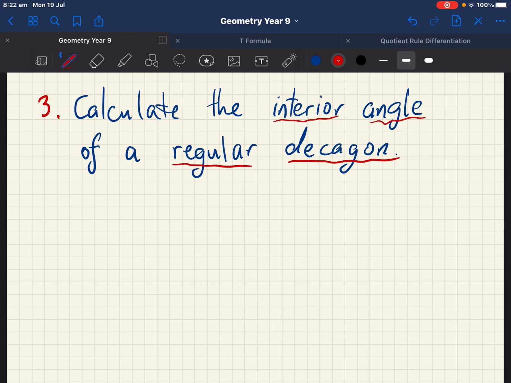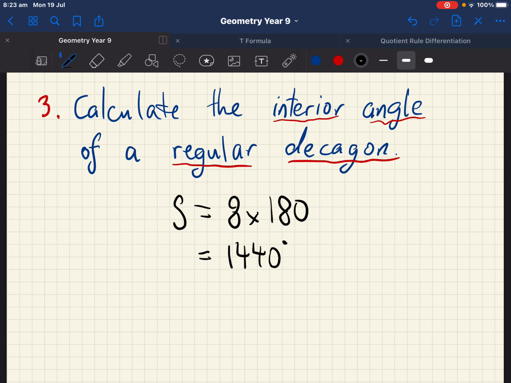So what's our first step? A decagon has 10 angles. What's going to be the angle sum? So using our rule, we're going to take away 2 from 10. So the angle sum will just be 8 lots of 180. Type this in your calculator. You've got the angle sum and the first mark in the question.